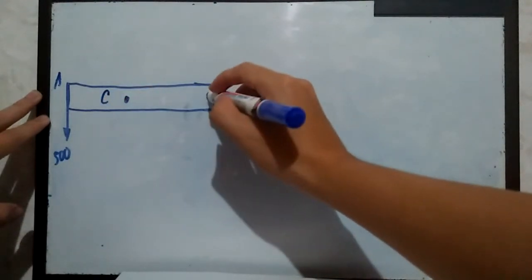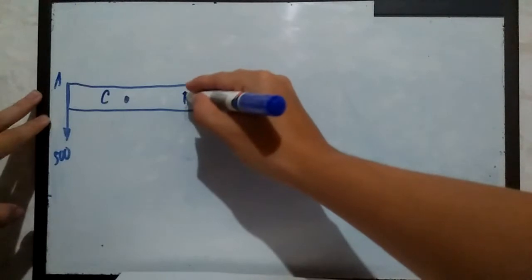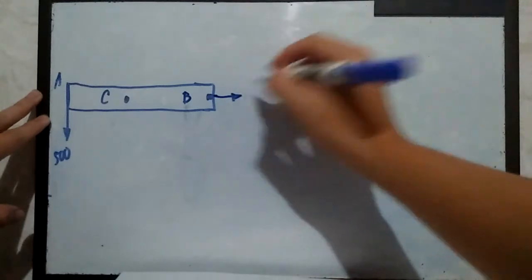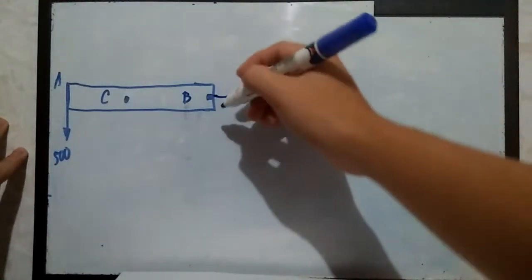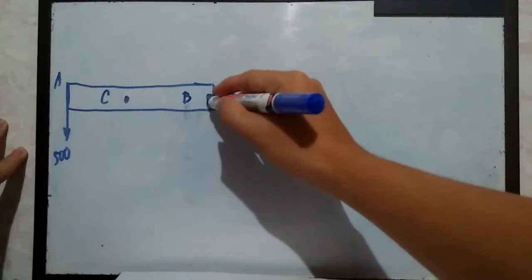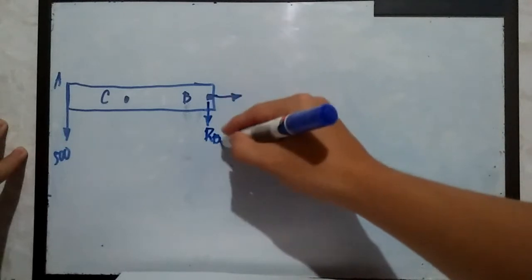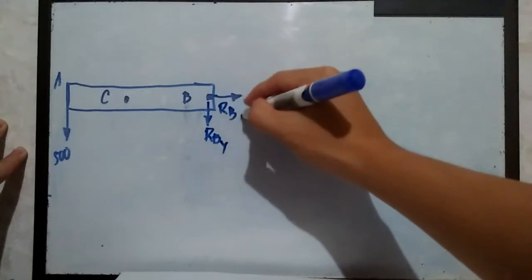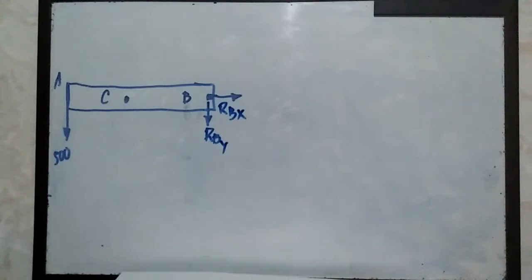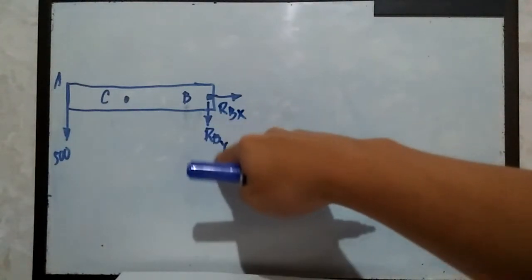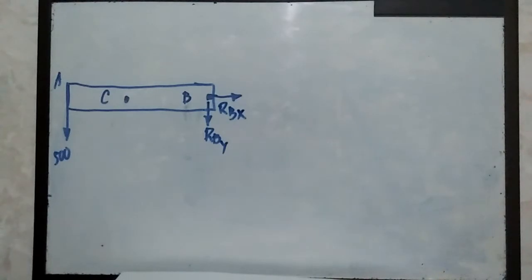And here at point B, this is a pin. Let's assume that in the x direction it moves like this, going to the right, and along the y-axis going down. Let's say this is R sub B sub y, and this is R sub B sub x, for the horizontal and vertical, because we all know that the pin supports a structure if a force is acting on it along the x-axis and the y-axis. And let's go back here to the problem.